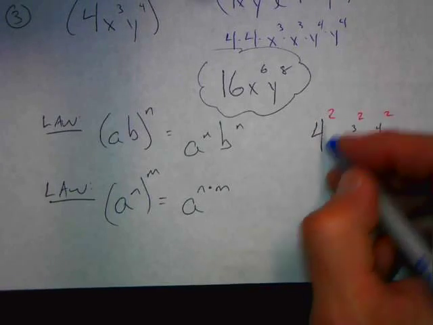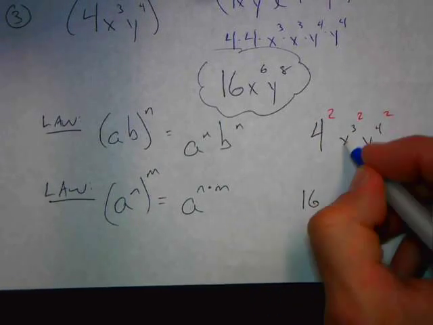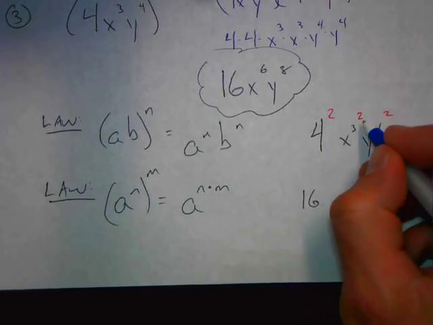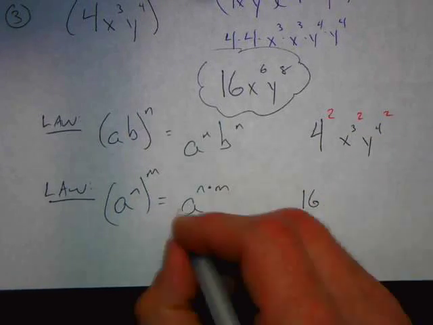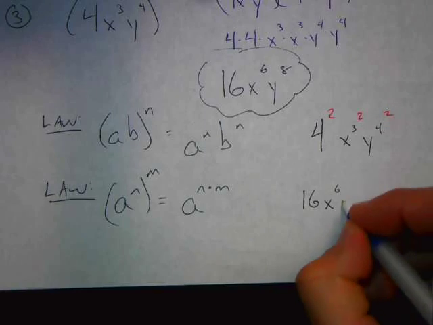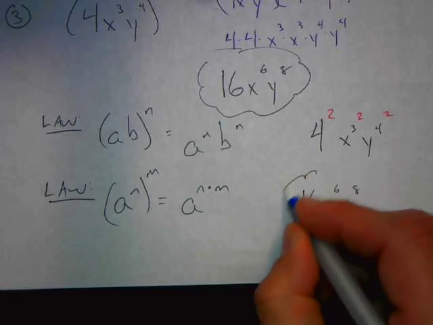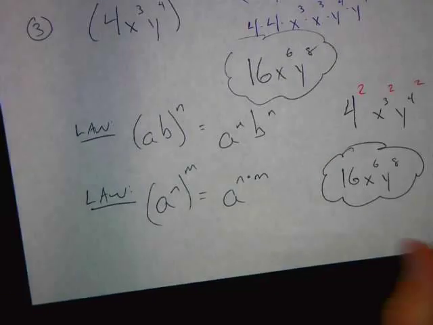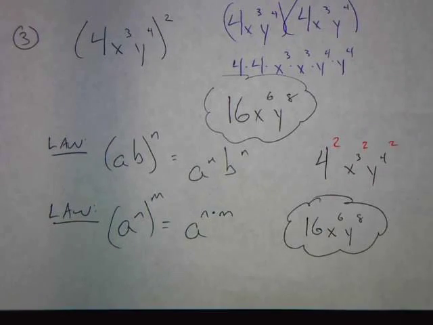So I would have 4 to the second power is 16. X to the third power to the second power. You see what's happening there? X to the third to the second, x to the sixth. Y to the fourth to the second, y to the eighth. And that's how the laws of exponents work. Or when in doubt, write it out. So that's how the laws of exponents work for that example.